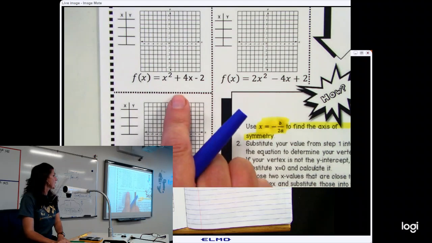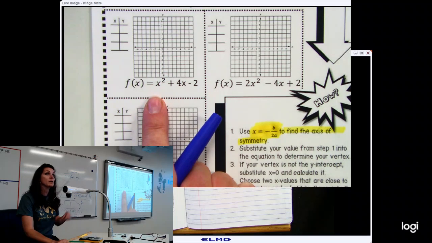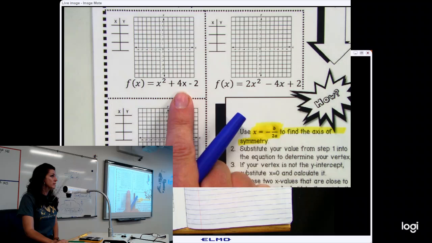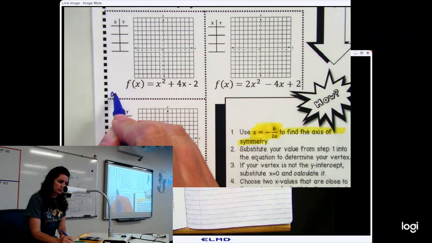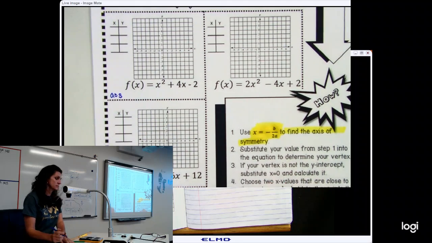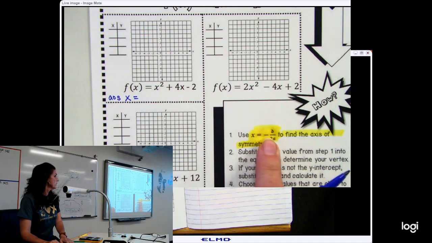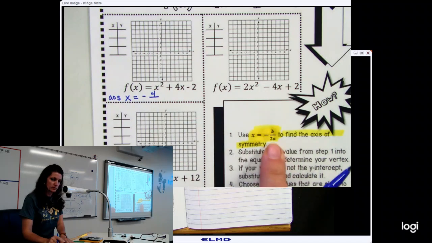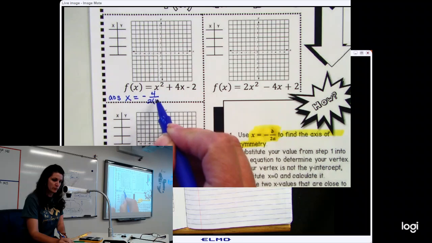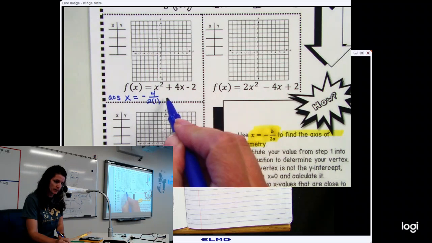So if I look at this first equation, what's the value of a? There's nothing in front of the x squared, so what is it? It's 1. What's my value of b? Okay, so if I'm going to find the axis of symmetry, I'm going to abbreviate it and call it AOS. That is x equals negative b, so negative 4 over 2a, 2 times 1. What does that reduce to? Negative 4 divided by 2. Yeah, negative 2.